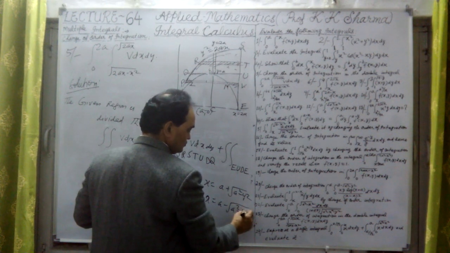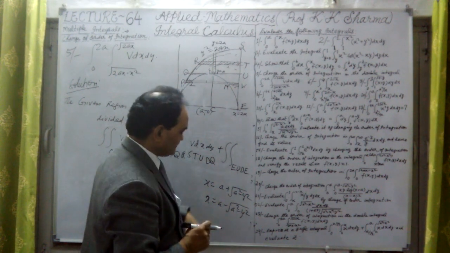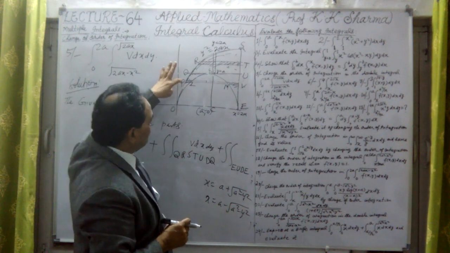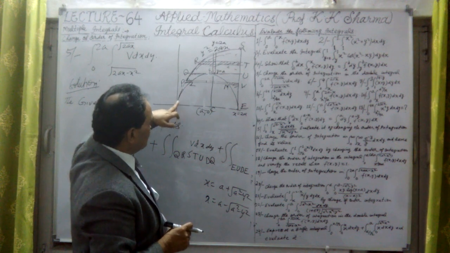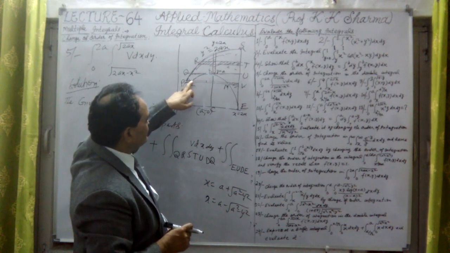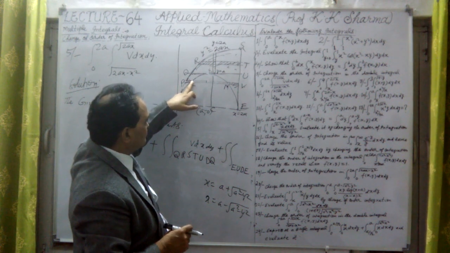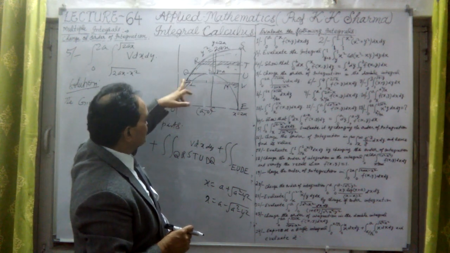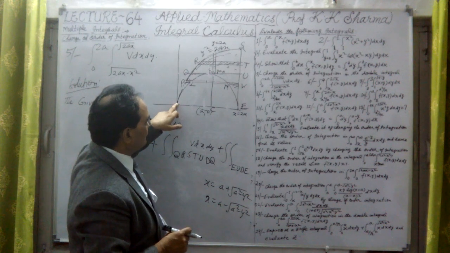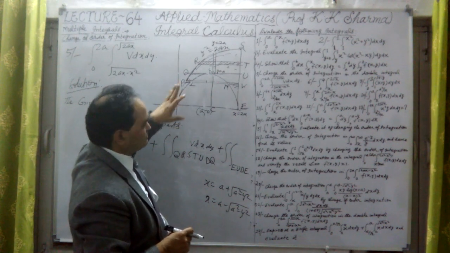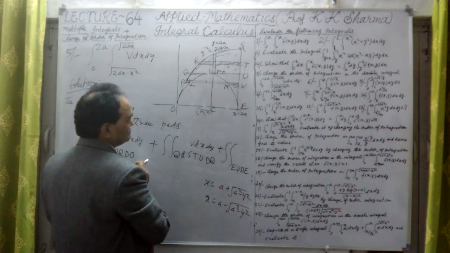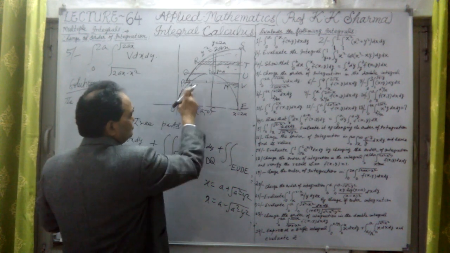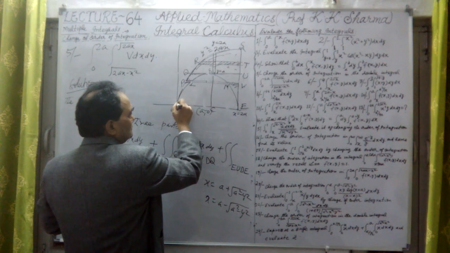Now let me talk about the limits for the x coordinate. At this point x is less than a. This point is where we're starting from 0. X is 0 here, from 0 to this limit right here. At this point x is 0.